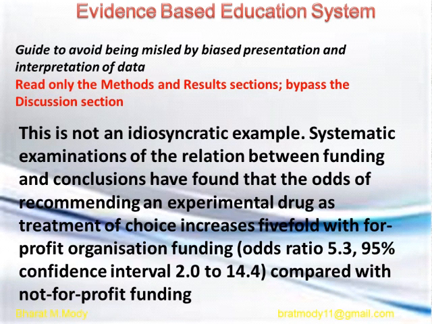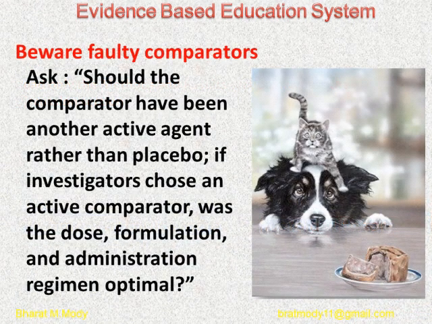This is an example. A systematic examination of the relation between funding and conclusions has found that when the funding organization did the research, the results were 4 times more favorable towards the product of that particular funding agency. So the research was biased because of the funding group. The results were not entirely true because the statistics used were modified in such a way that they appeared to be good. Should the comparator have been another active agent?